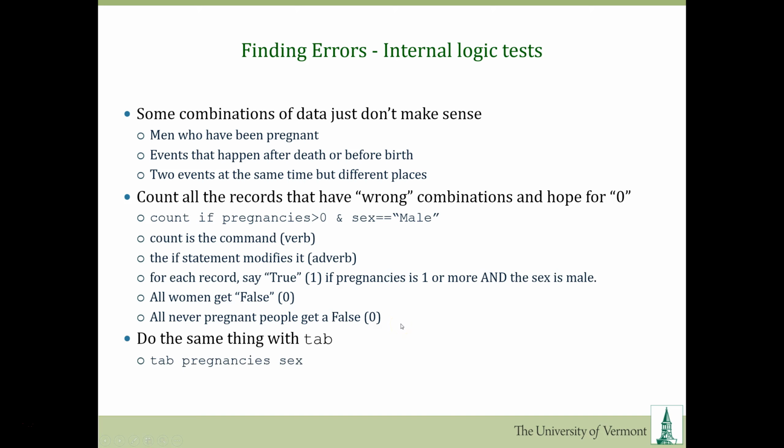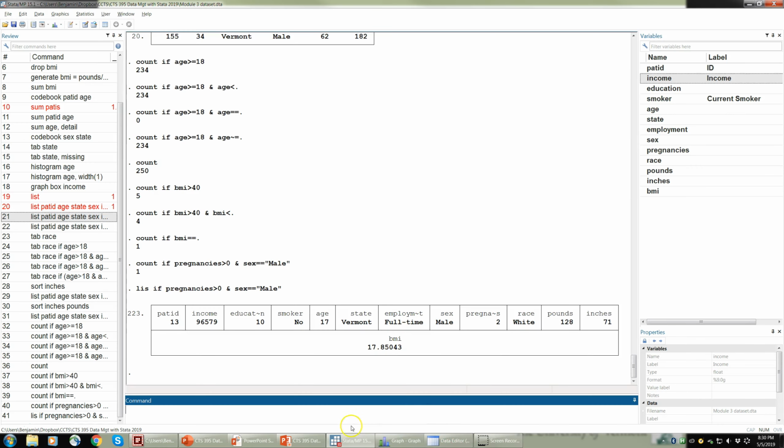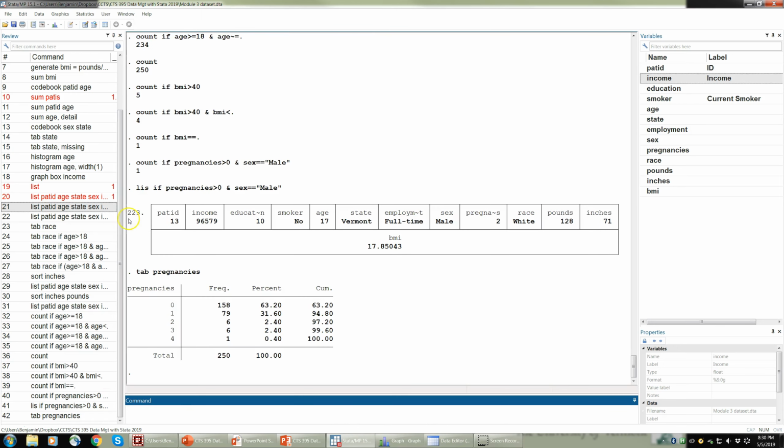Another strategy for doing this would be to use the tab command. And tabulate has a 2-way possibility. So instead of just tabbing pregnancies or just tabbing sex, we can tab 2 variables at the same time. Let's work with that a little bit. If we tab pregnancies, we discover that people have reported between 0 and 4.